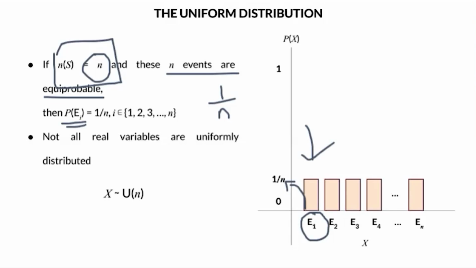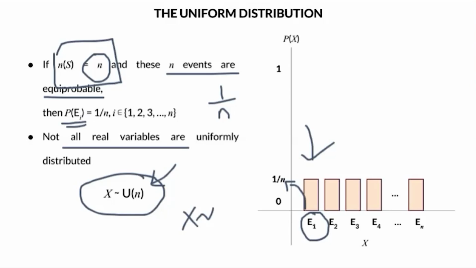Okay. So not all real variables are uniformly distributed. This is something we need to keep in mind, but many of them are. Now, in data science and mathematics and the general scientific domain, this is the way we refer to it. Capital X, and then you have this tilde operator, U_n. That's what I've written here. So how do you read this? X follows a uniform distribution of size n. This is how you read this statement. The random variable X follows a uniform distribution of size n.